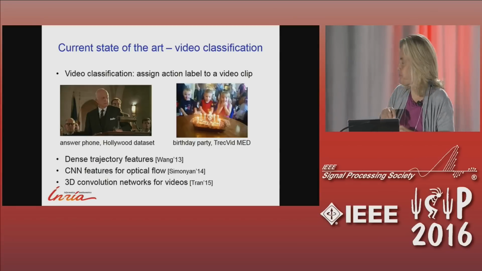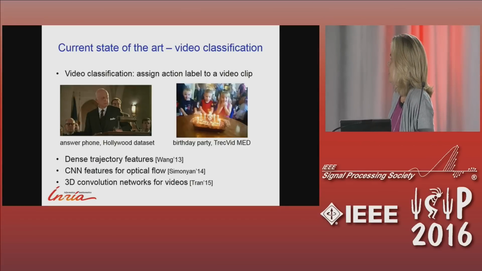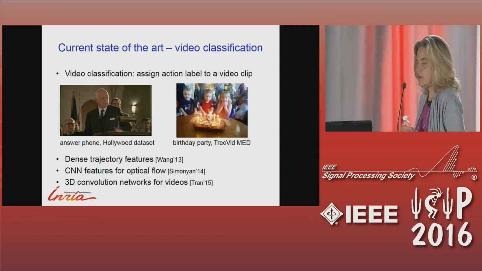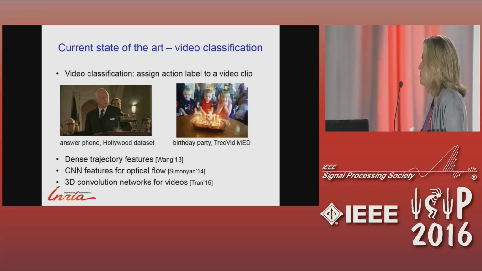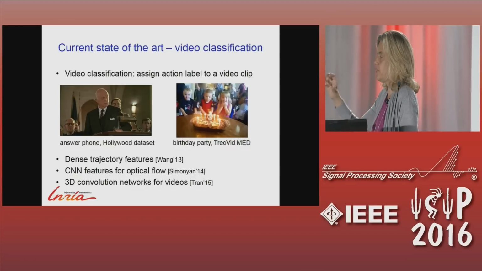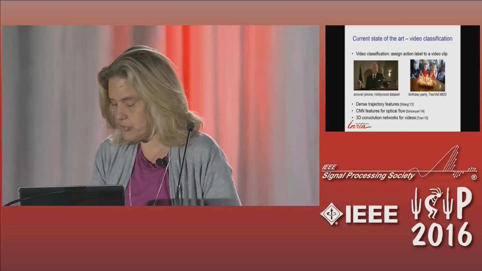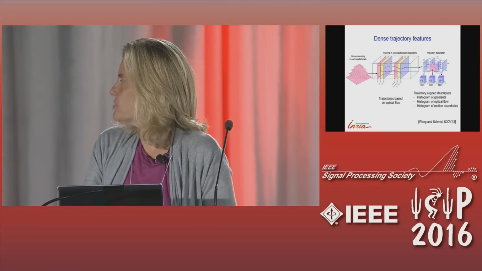And so there, the state-of-the-art is based on dense trajectory features. And then there are also different types of CNN features. So for example, one approach developed CNN features for optical flow. And another approach which is interesting is actually to develop convolutional networks which operate not only in 2D, but have convolutions in 3D and build a hierarchy of convolutions in 3D. And I'll just step over the dense trajectory features.